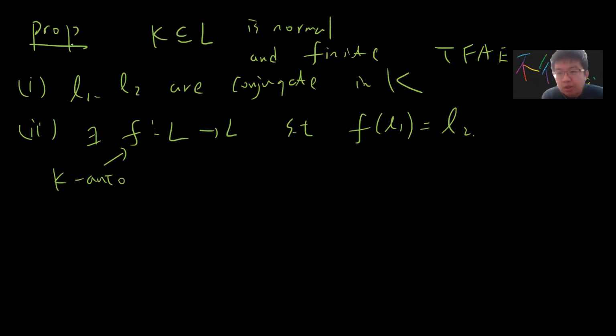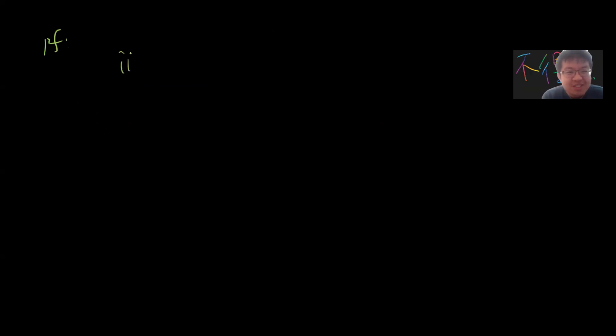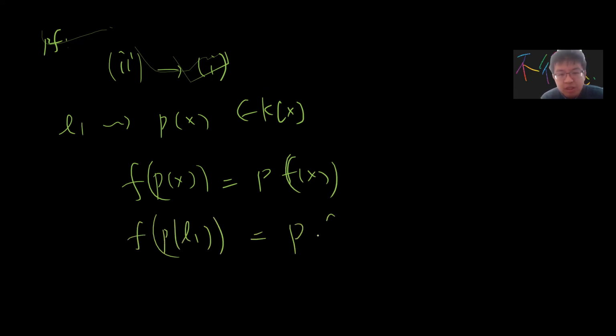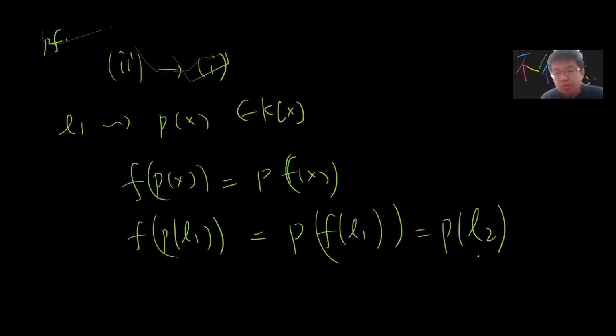So which one is a simple one? Obviously the second to the first one is the simpler one, right? Why is it simpler? Because if I have L1, then I have a minimum polynomial P(X), and since it's in K[X], and since F is a K-automorphism, F(P(X)) will be P(F(X)), right? So F(P(L1)) is the same as P(F(L1)), which is P(L2), and this is 0 because P(L1) is 0. So this proves that L2 is also a root, and by automorphism, P(X) is also a minimum polynomial of L2.